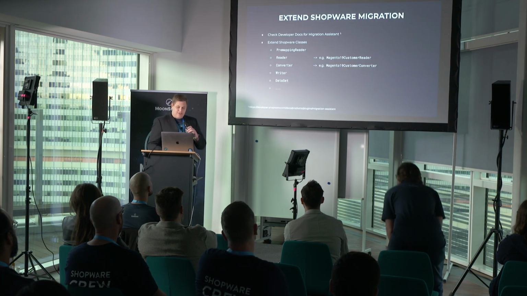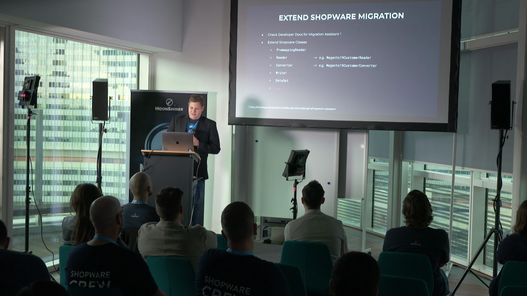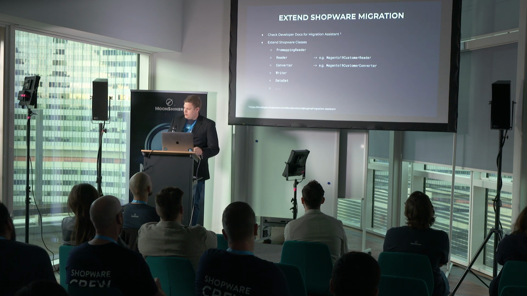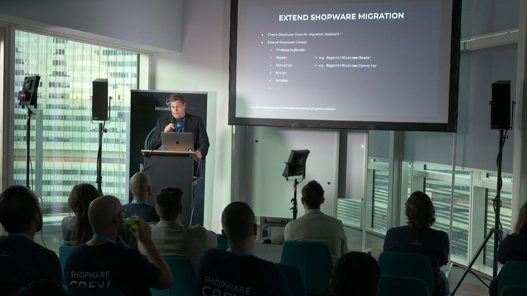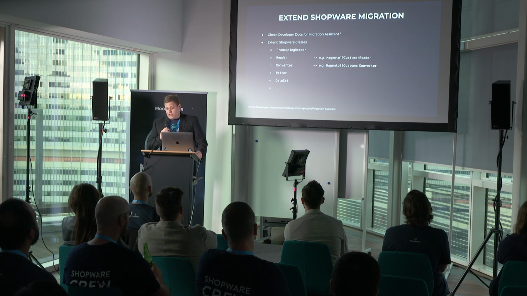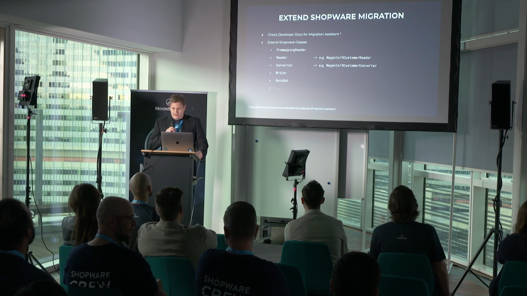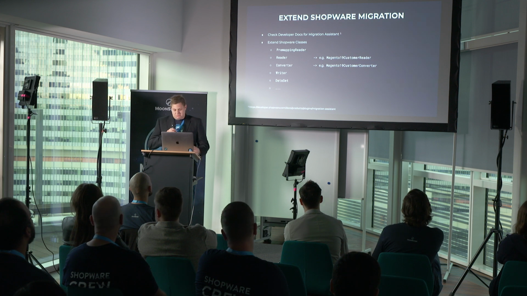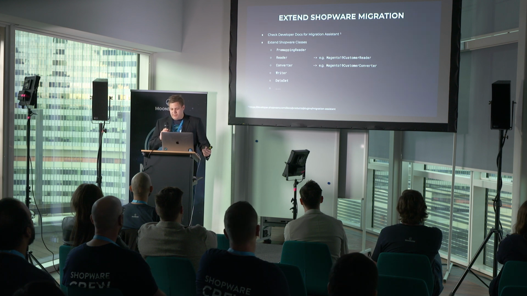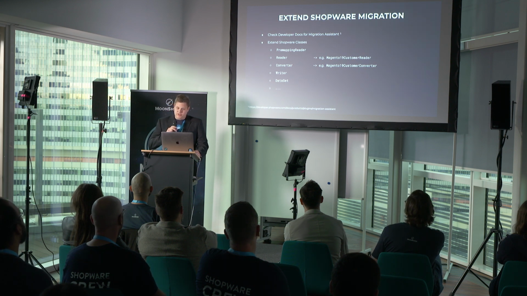We will now have a deeper look at how we extend migrations. The documentation here is really, really good, so you can just look it up and get familiar with it. There are 6 different things you need to consider. There are pre-mappings, which map custom values to values that are already present in the origin system.